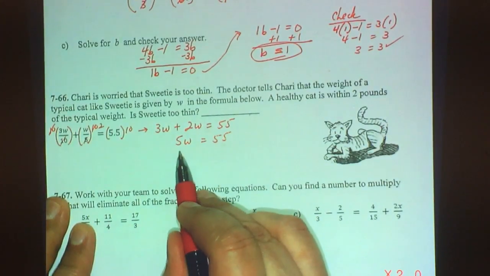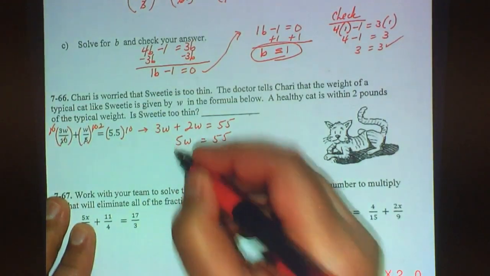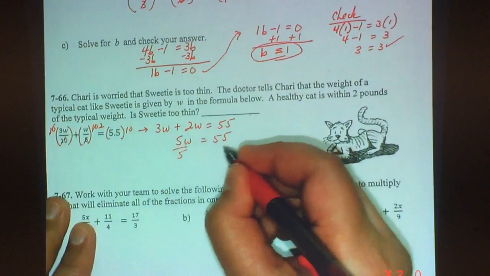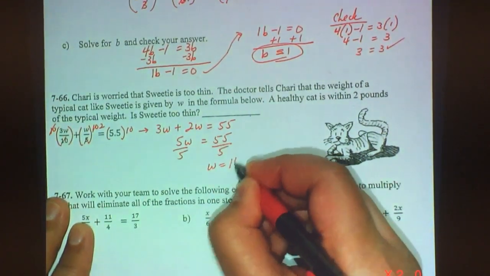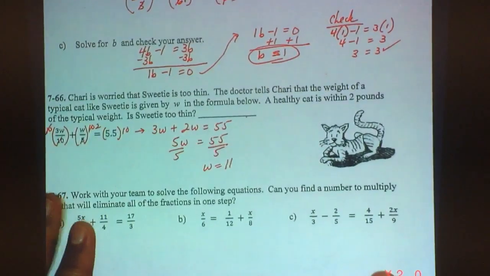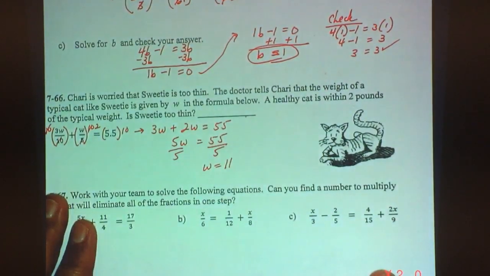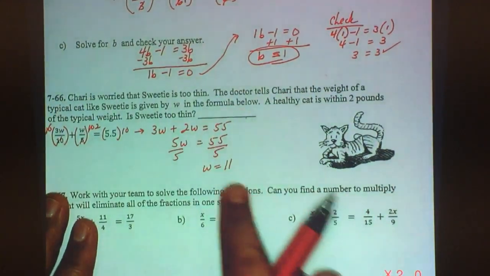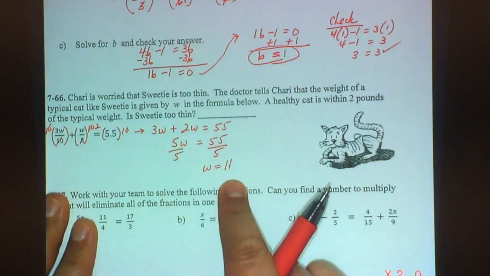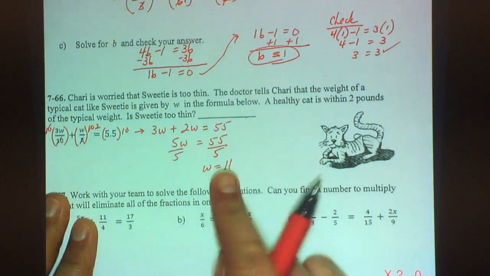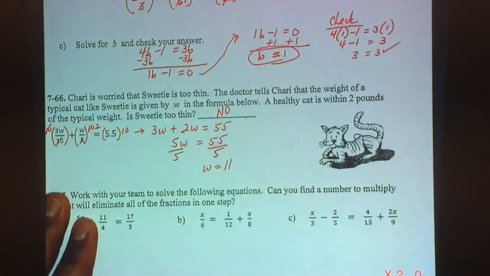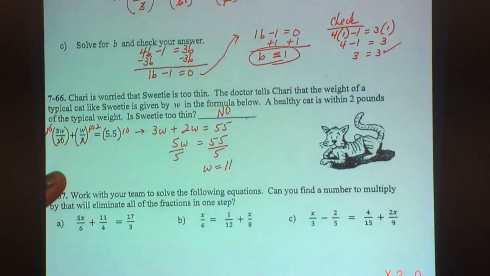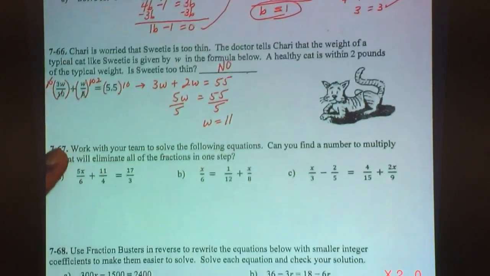What's the opposite of multiplying by 5? I gave it away, divide by 5. So the healthy cat would weigh 11. What does Sweetie weigh again? 9.5. Is 9.5 within 2 pounds of 11? Yes. So is Sweetie too thin? Sweetie is not too thin. Sweetie is fine. You're fine.